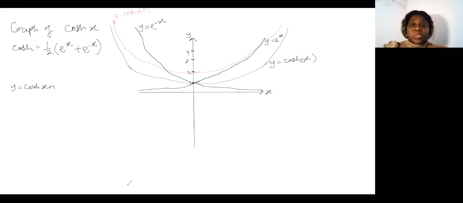Now you could also be asked to sketch y is equal to cosh 2x, and that one is just going to make it half as wide. So you're still going to be going through the same point, but it will be steeper. It will be steeper than what it should have been. Okay, you have a steeper graph.